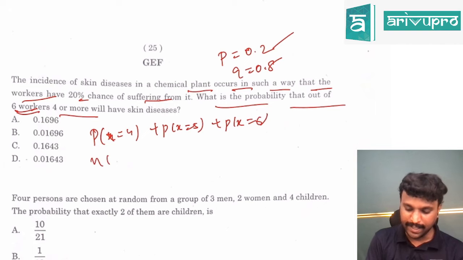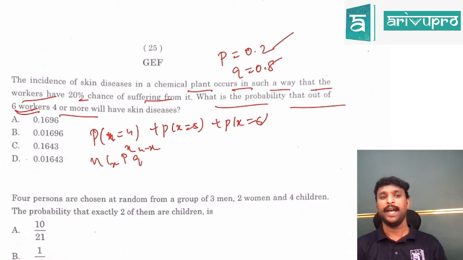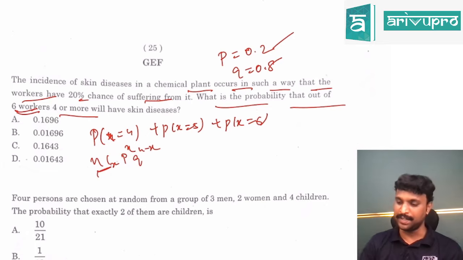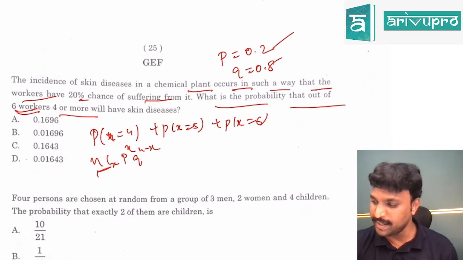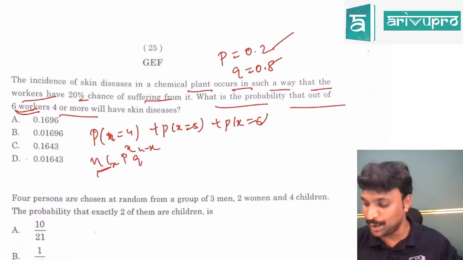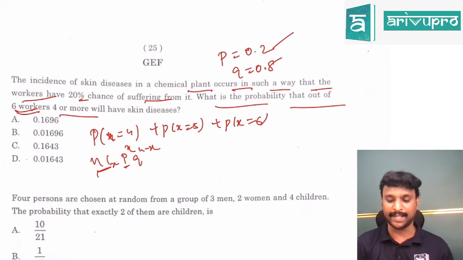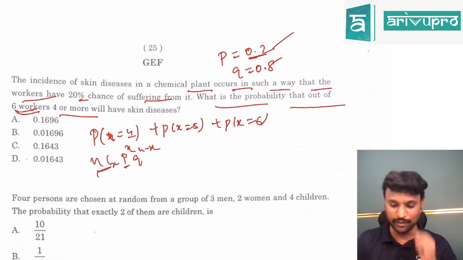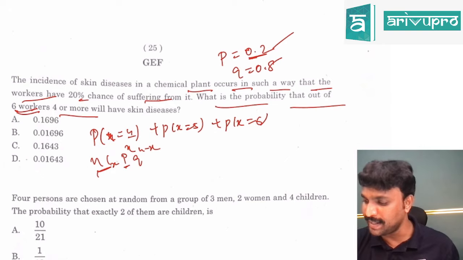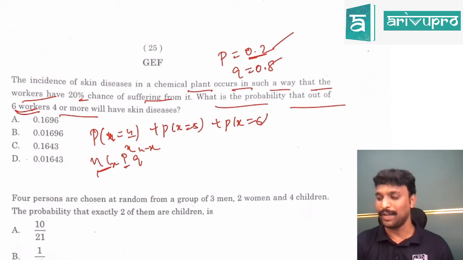So nCx P power X Q power n minus X is the formula for P of X, right? So what is nCx for the first term? 6C4. Guys, what is 6C4? 6C4 is 6C2 in the simplest form. 6C2 is 6 into 5 divided by 2. Before that, guys, P power X. X is 4. P is how much? 0.2. Type 0.2, raise the power to 4. How do you raise the power to 4? Press equal thrice.